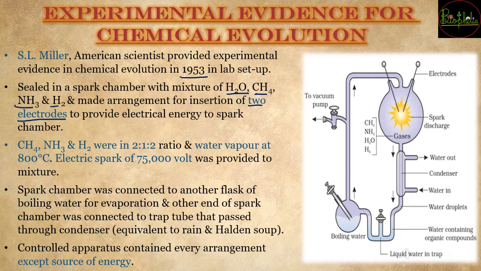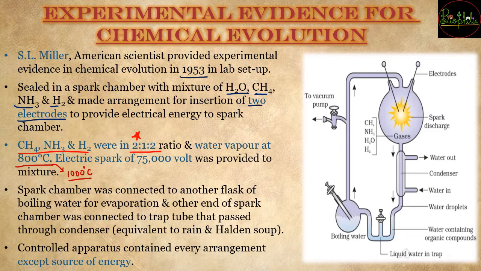Now the next point was, what was the ratio of these gases? He tried to maintain the ratio of methane, ammonia and hydrogen at 2:1:2. Again, this is a very important part to remember about the ratio. Now the temperature of the water vapor should be high, because the surrounding temperature was high, and because of that the water vapor was also heated up. So water vapor was kept at 800 degrees Celsius. In some books it is also mentioned as 1000 degrees Celsius. So it depends on what book you have, to mark it in your exam.